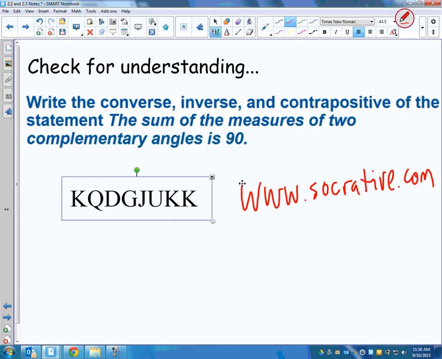Go to www.socrative.com. Type in that code, and I want you to write the inverse, converse, and contrapositive of this. Maybe we should do the if-then together first, though. If the sum of the measures... So how would we write this? What do you think we should write?